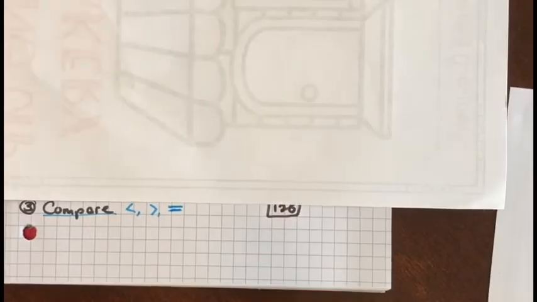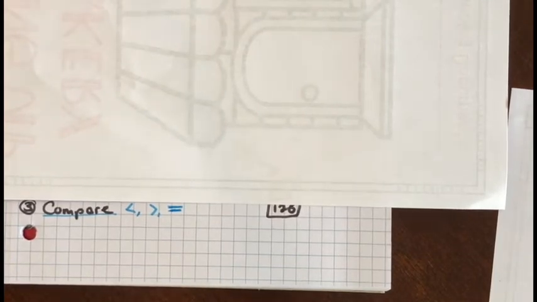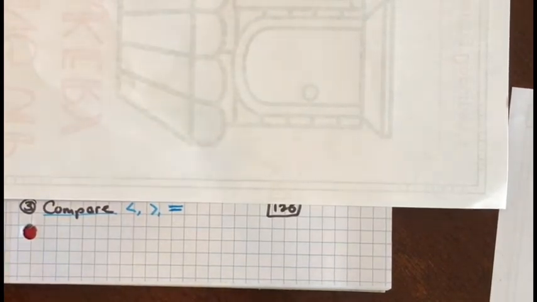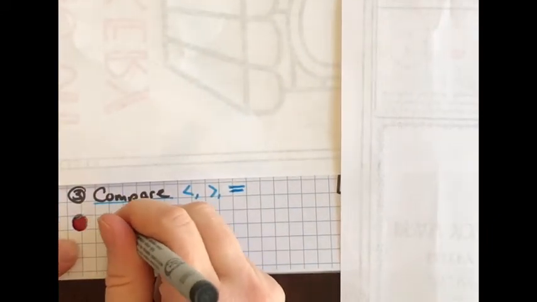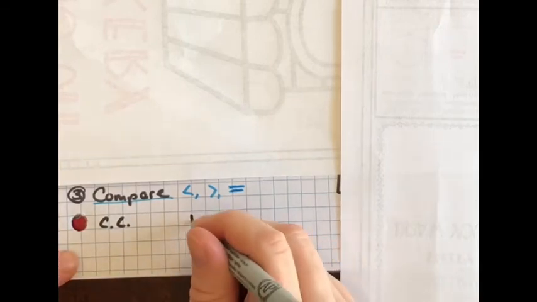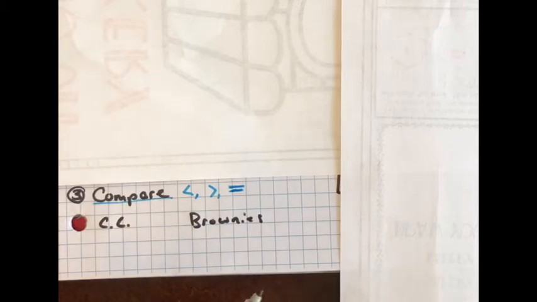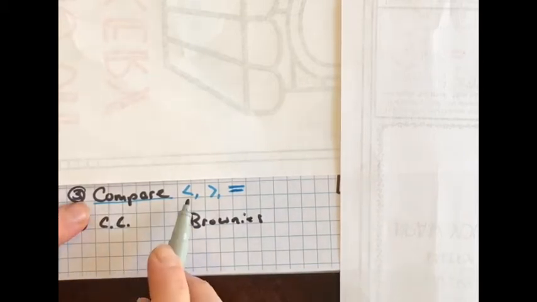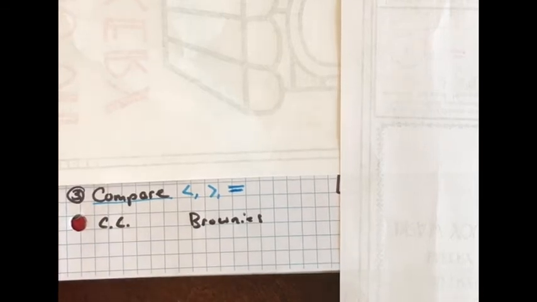Last one. We are comparing fractions, or rather we're comparing amounts. So let's say, I'm going to scroll in so you can really see. So let's say you're given the problem, cupcakes versus brownies. You need to indicate using comparison symbols, either less than, greater than, or equal to, which one's bigger.